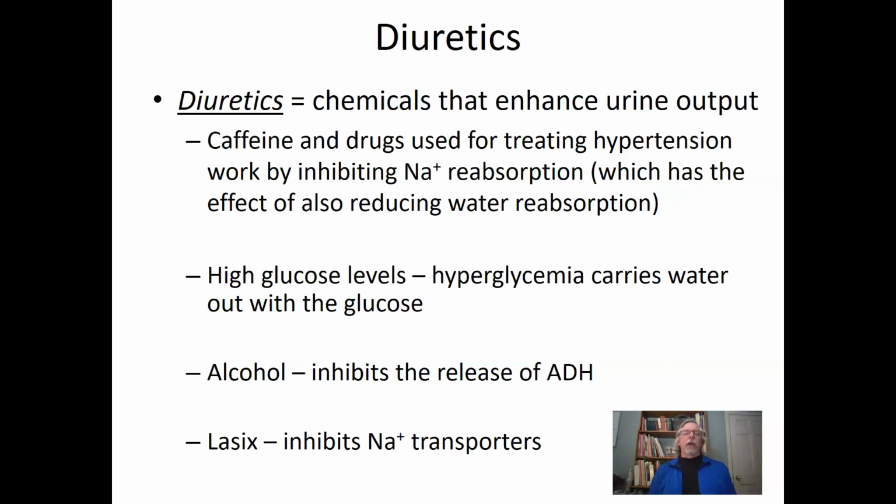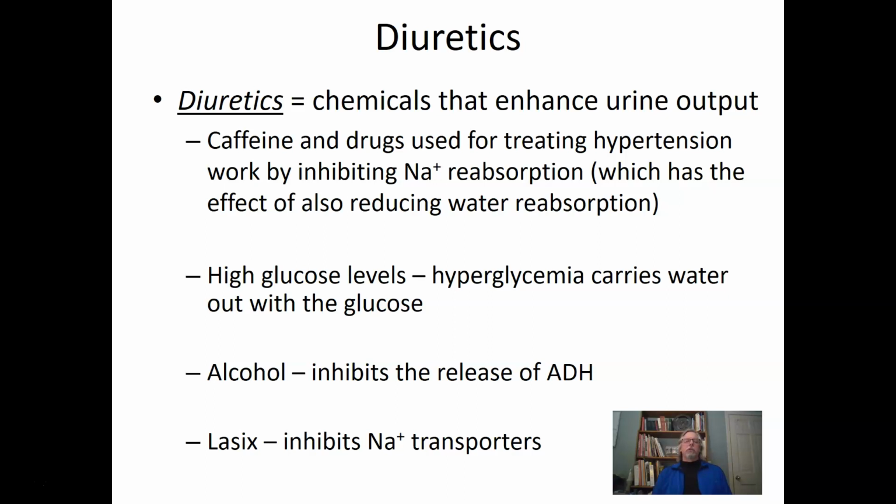So diuretics, the diuretic effect of hyperglycemia: one of the symptoms of hyperglycemia and of diabetes is excess urine production. Okay, another example of a diuretic is alcohol. Drinking alcohol has a diuretic effect.